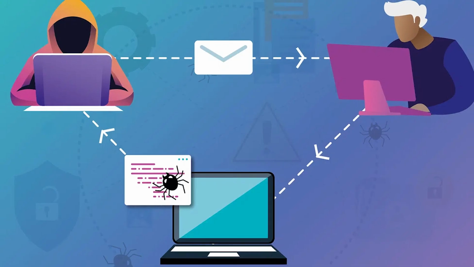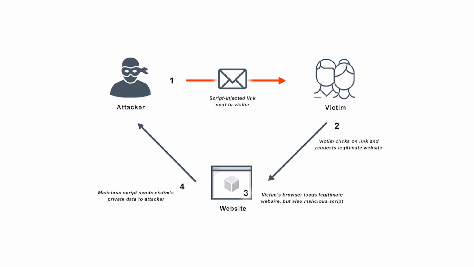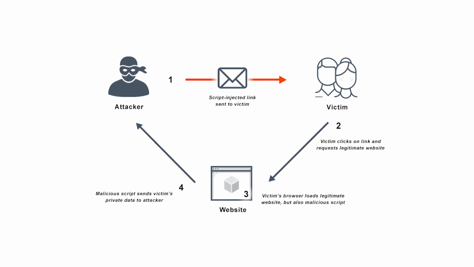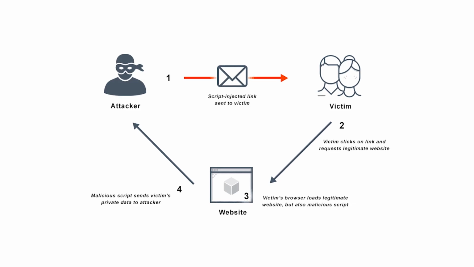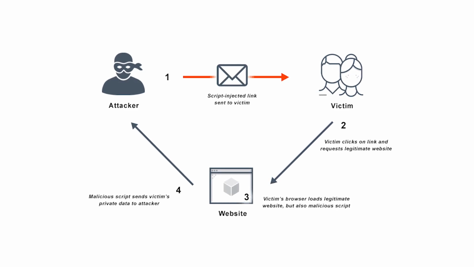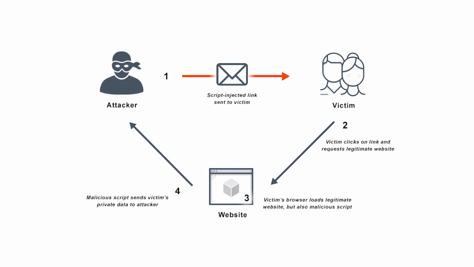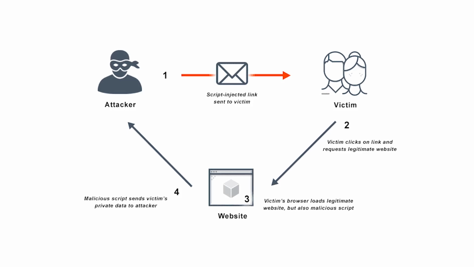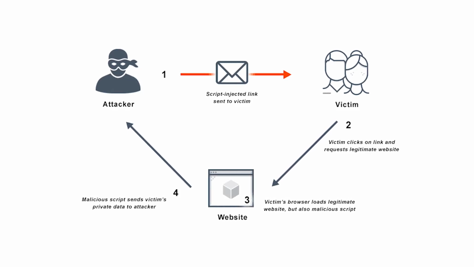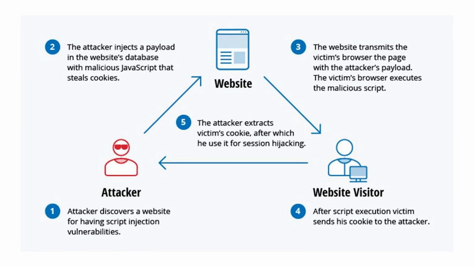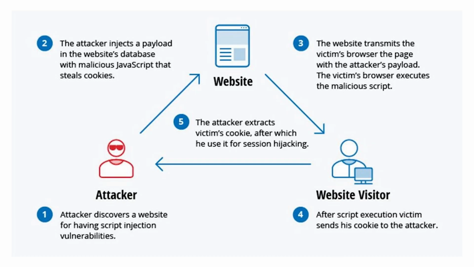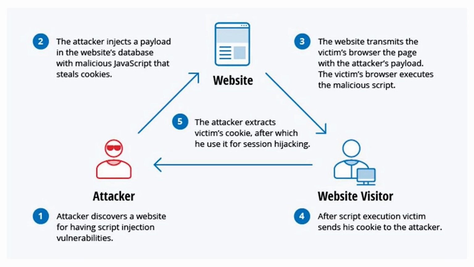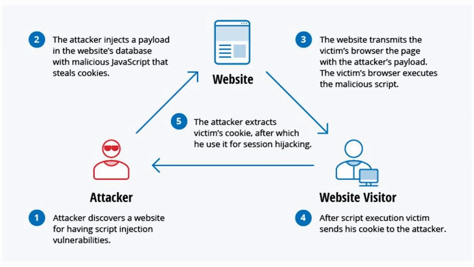The attack unfolds in a specific sequence. First, an attacker identifies a website with a vulnerability that permits the execution of malicious scripts and uploads a harmful script to a web page on that server. Next, the attacker sends an email to a target user containing a link to the infected page. When the user clicks the link and loads the page, their browser runs the malicious code, which then sends the user's private data, such as cookies or session tokens, back to the attacker.